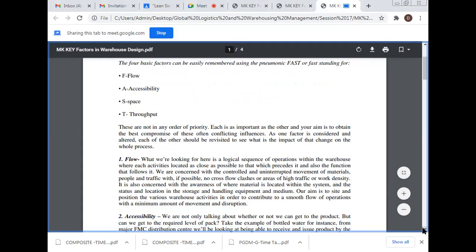These are not in any order of priority. Each is as important as the other, and your aim is to obtain the best compromise of these often conflicting influences. As one factor is considered and altered, each of the others should be revisited. So what is the impact of that change on the whole process?